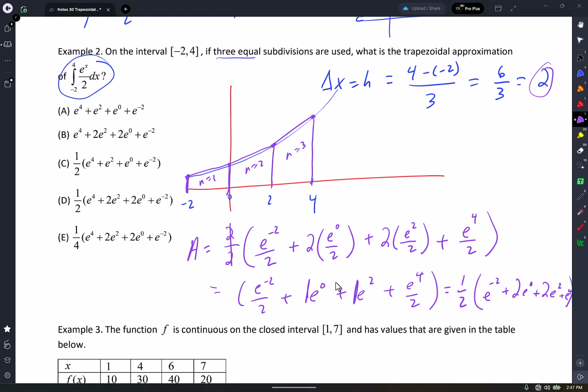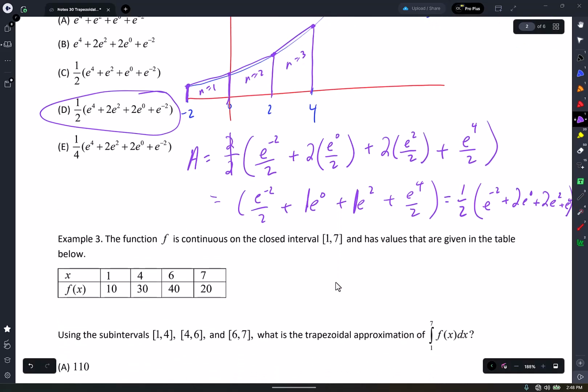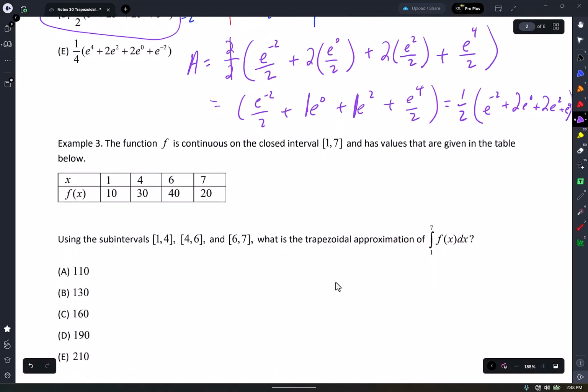What's the answer, guys? D as in Darren or Deborah. How do we feel? Are we all right? Check it out. Check it out. The next one's going to be cool.